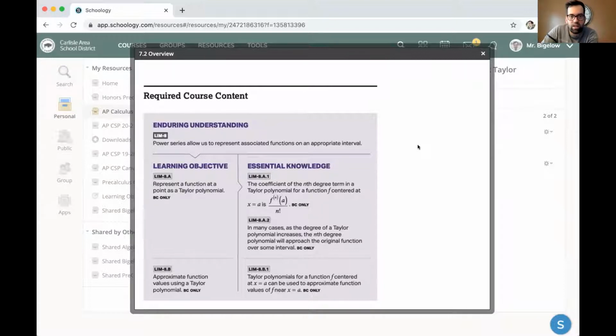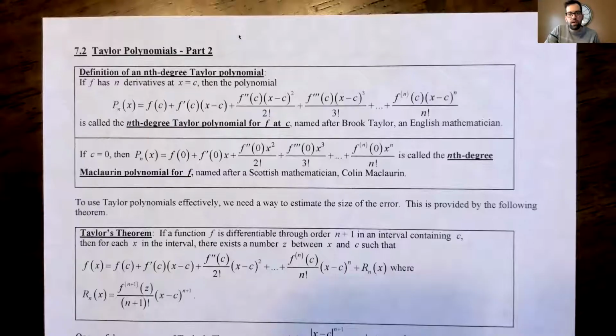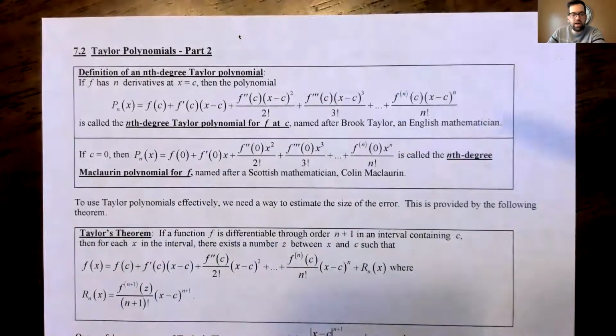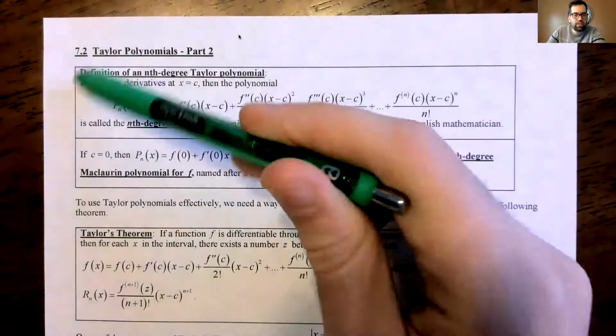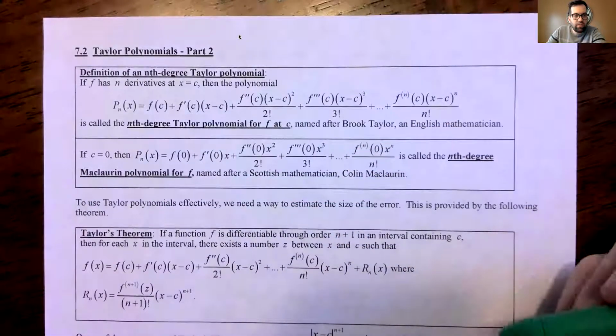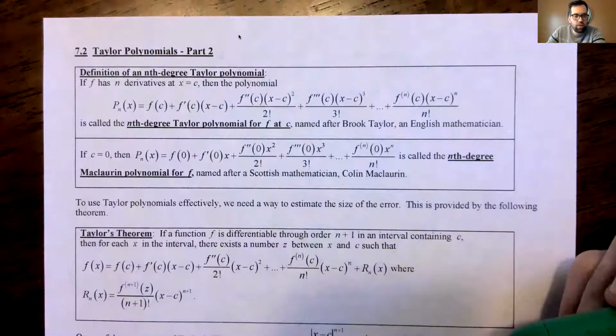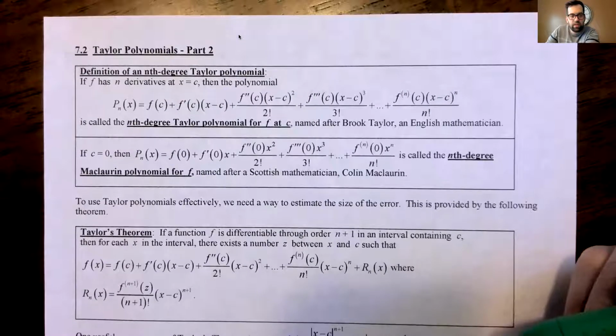Okay, so let's switch over to the notes for today. All right, so here are our notes, 7.2, Taylor Polynomials Part 2. The first box up here is just the original definition of Taylor polynomial and Maclaurin polynomial. Once again, no big changes there. So you can read over that. That's a good reminder here for us.